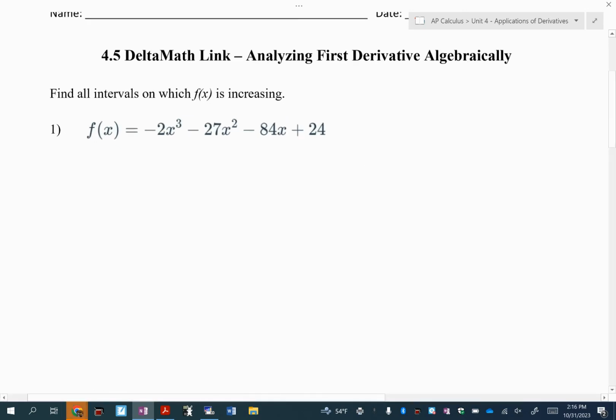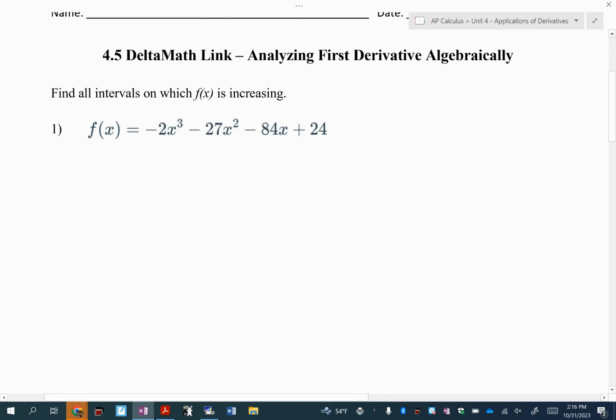So this Delta Math link is called Analyzing First Derivative Algebraically. You're going to see we're going to do a lot of algebra. We're going to use that information to make decisions and conclusions about the original function. Here's the first one. We're going to find all of the intervals on which f of x is increasing.